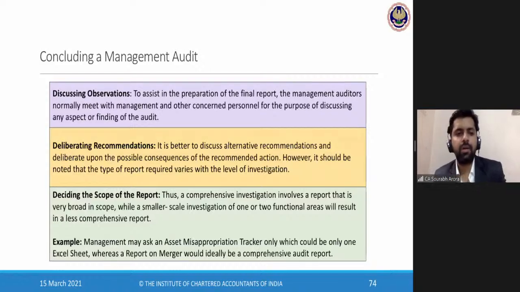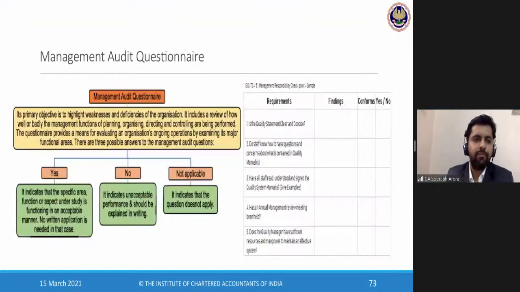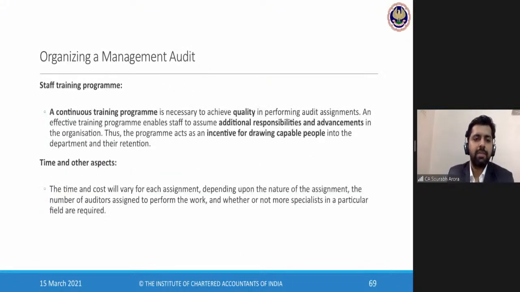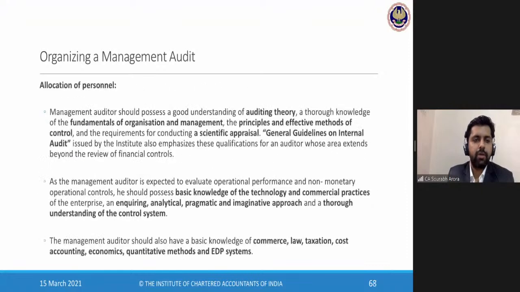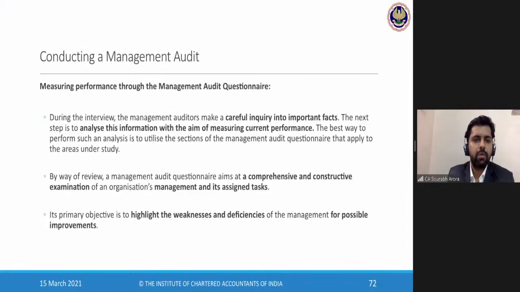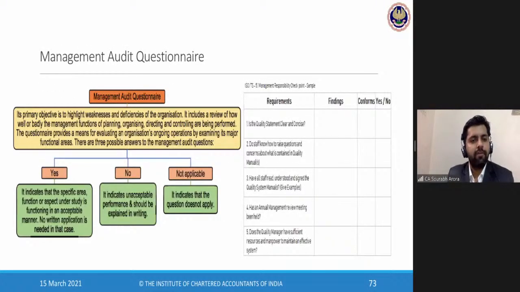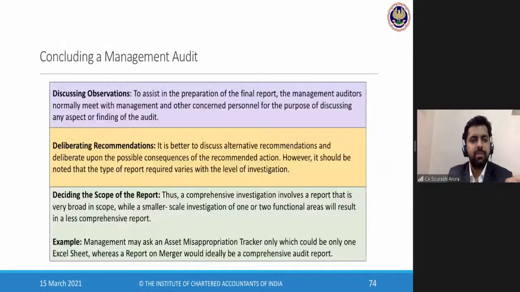Then the last point over here is concluding a management audit. So how would you conclude a management audit? You have organized a management audit. The management has given the necessary capabilities to you to organize it. You have conducted a management audit and you have understood the management audit questionnaire as well. How would you conclude it? Then we'll discuss the report as well. So first we'll discuss the observations.